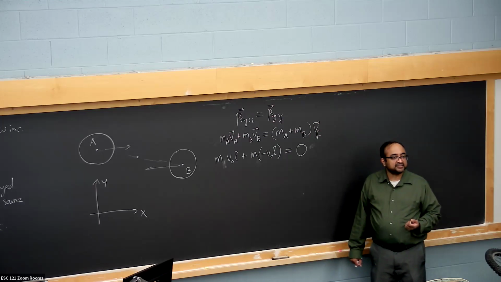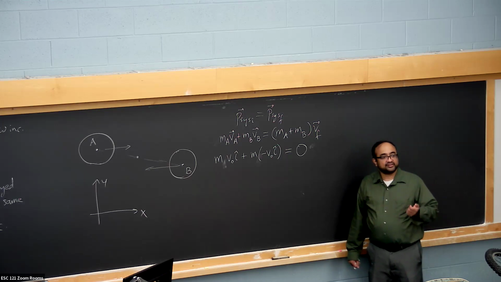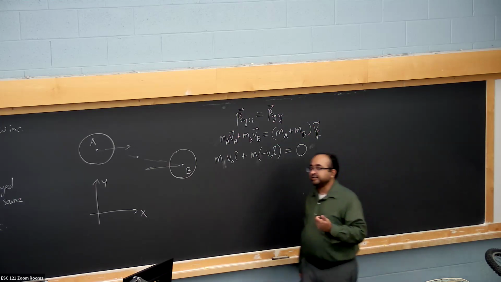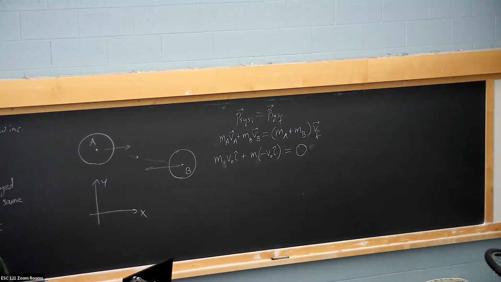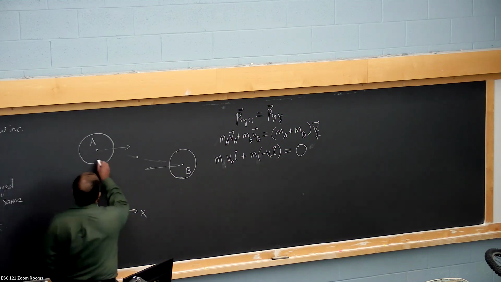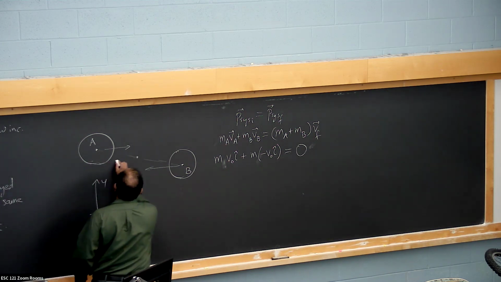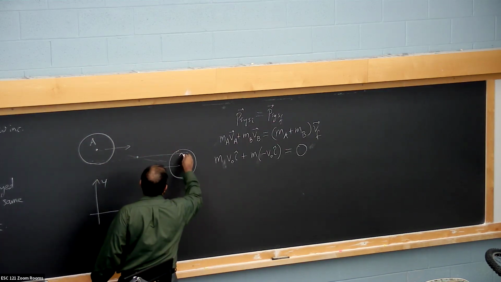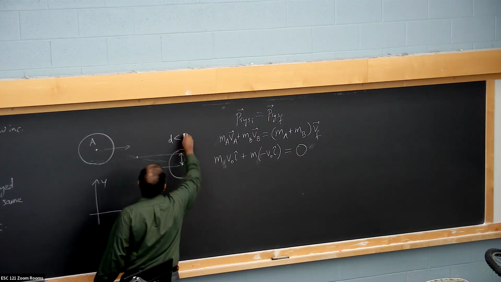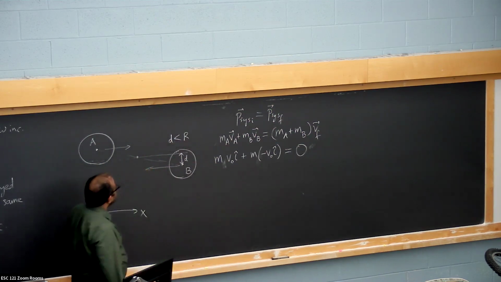Spinning anyhow makes us think of angular momentum. This ties back in with what we talked about on Friday, which is that a moving point mass can have angular momentum. We said L equals R cross P. So let me analyze this again from an angular momentum perspective. And let me say that this distance is d, where d is less than r, because they have to hit each other.